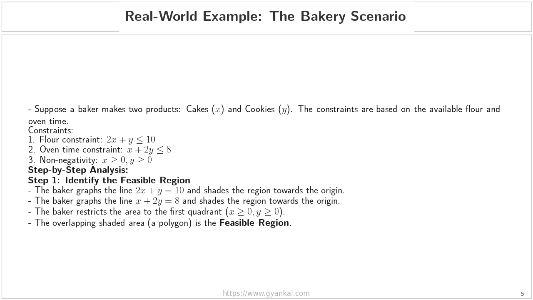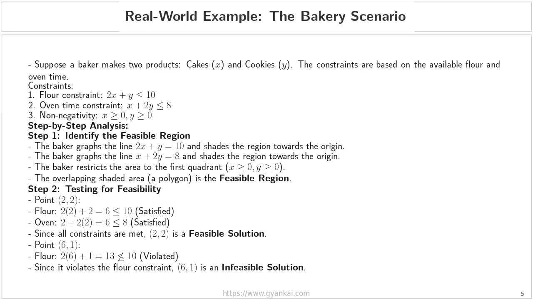Next, we graph the boundary line for oven time, which is x plus 2y equals 8, and again, shade the side towards the origin. Because of our non-negativity constraints, we only care about the area in the first quadrant. The area where all these shaded regions overlap, which forms a polygon, is our feasible region.